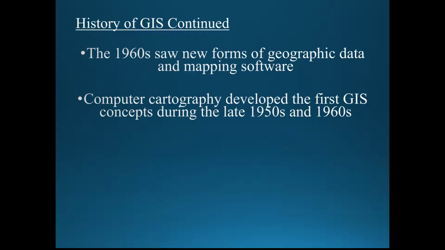Computer cartography developed the first GIS concepts during the late 50s and the early 60s. This goes into our manual overlay concepts. What they eventually were able to do from that was they would have these large tracing tables with lights that would come up from underneath, and you would set the objects on top of it, and then it would be attached to a computer with a separate screen.